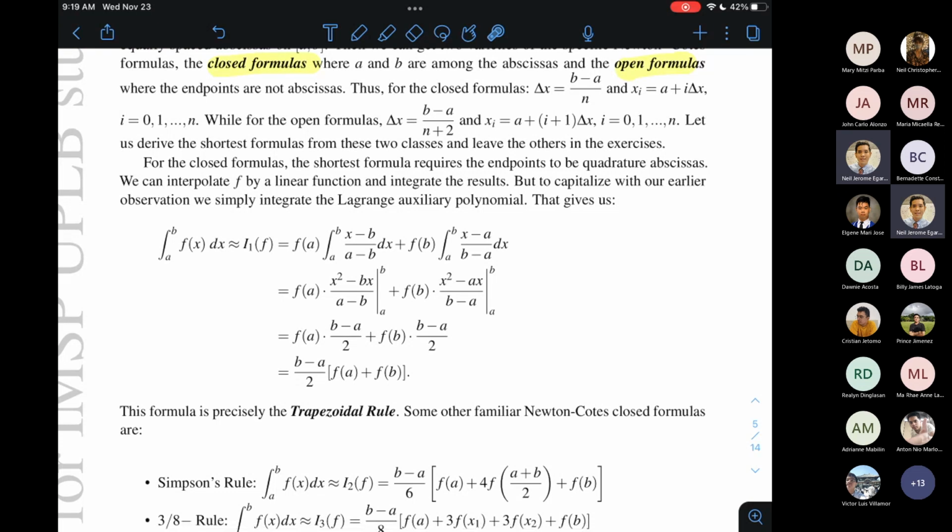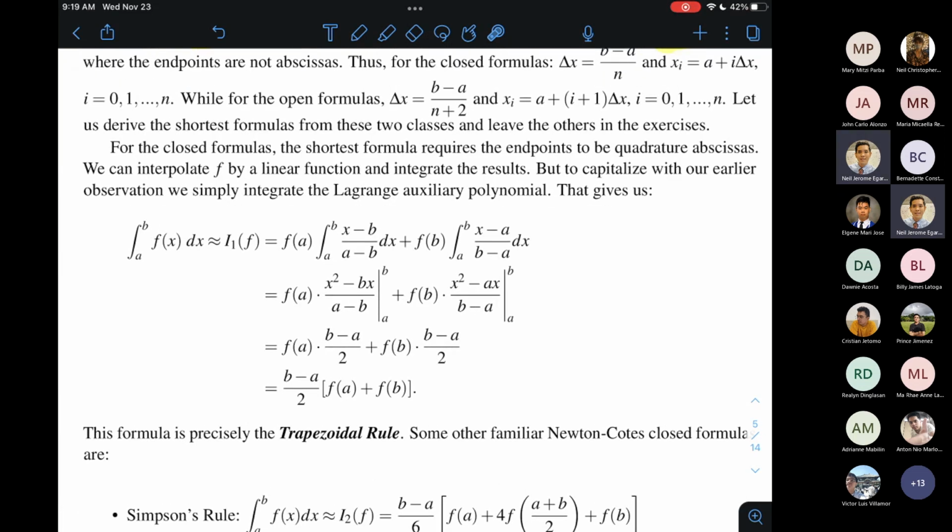Alright, quickly, give me 2 minutes. Papakita ko yung pinakamaiksi na closed formula. So yung pinakamaiksing closed formula ay, what do you think? Dalawang data points yung gagamitin. Spoiler kasi na-flash ko na siya sa screen. Kasi di ba sa closed formulas required, na gagamitin mo yung left at saka right endpoint. So the minimum closed formula should involve 2 data points. Yung A, f of A at saka yung B, f of B.